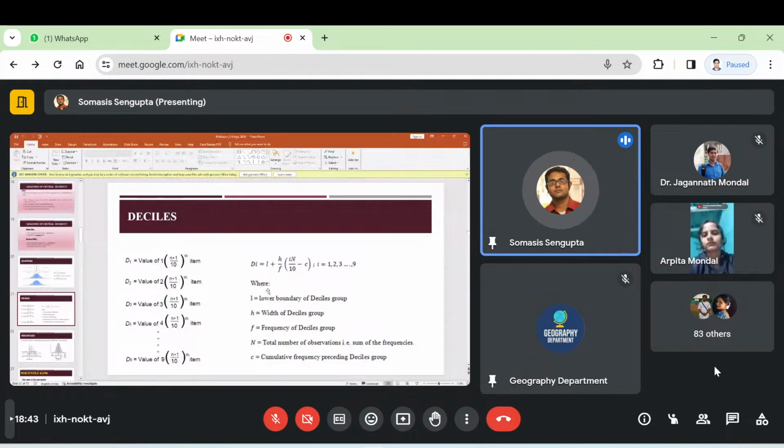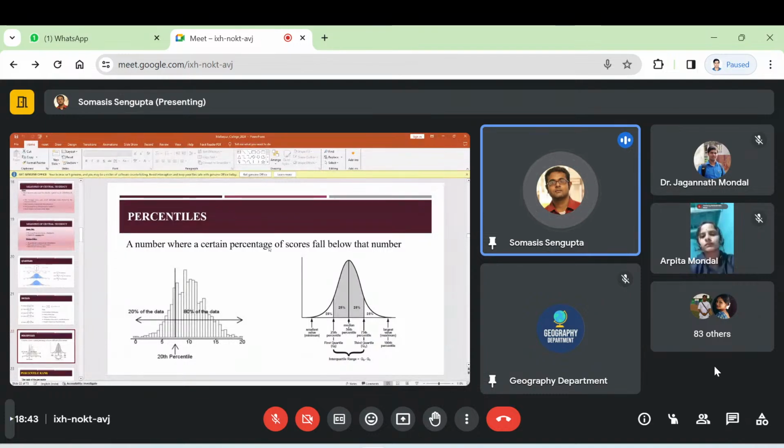L becomes the lower class boundary of the decile group, here 50. h is the width of the decile group, that is the class interval. f is the frequency of the decile group. C is the cumulative frequency preceding the decile group. So if in my 50 to 100 class the value i N by 10 falls, then the preceding class's cumulative frequency becomes C. On that basis, I get the value of D4. In this way, for each decile, we are in a position to get the value.